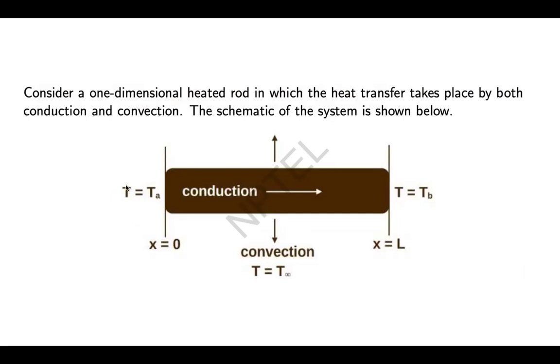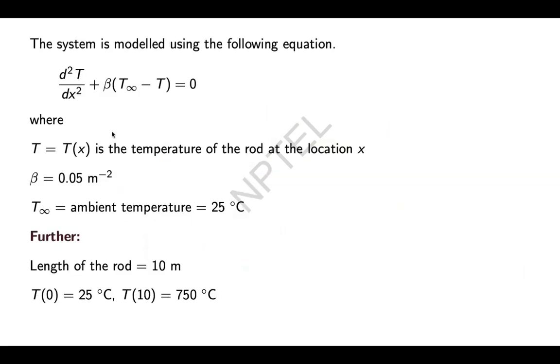Here the temperature is TA and here the temperature is TB. When x is equal to 1, what will be the temperature? When x is equal to 2, what will be the temperature? As you move along the length of the rod, we should be able to find what the temperatures will be corresponding to it.